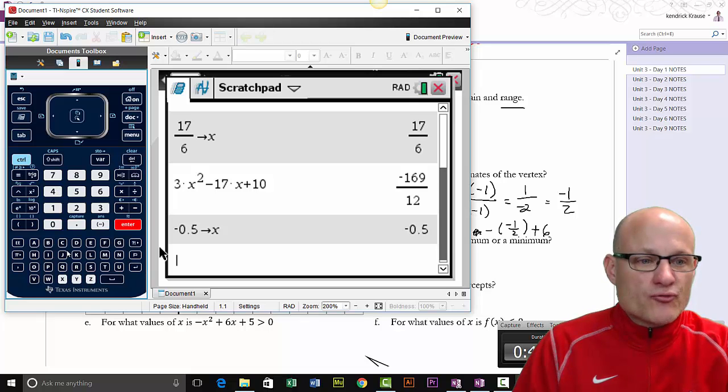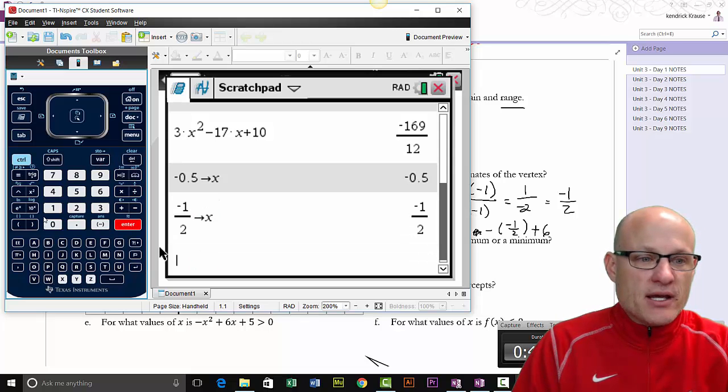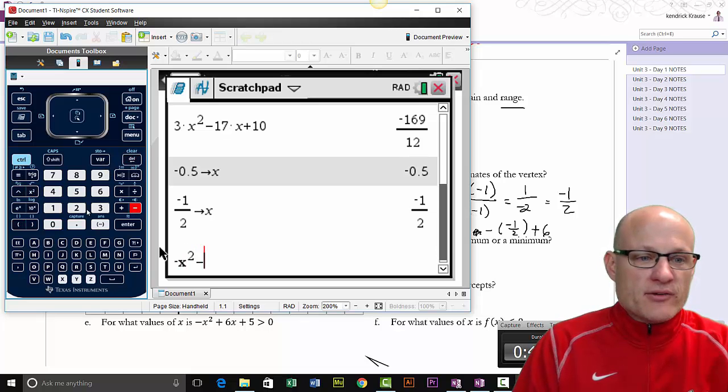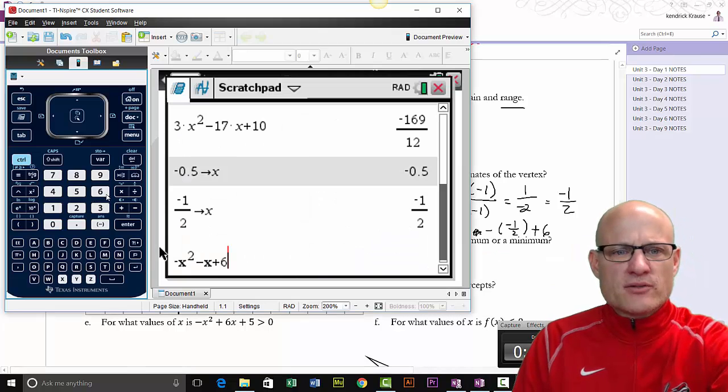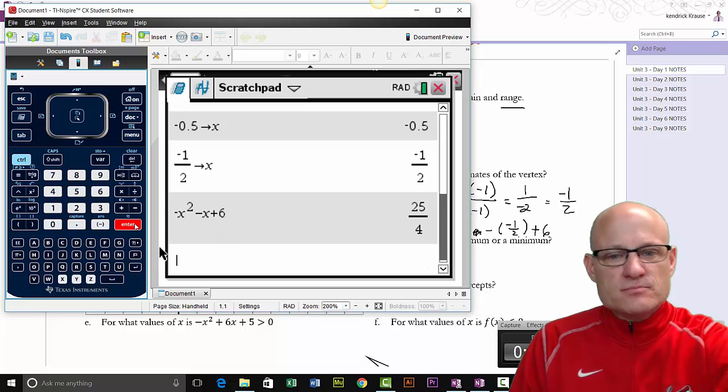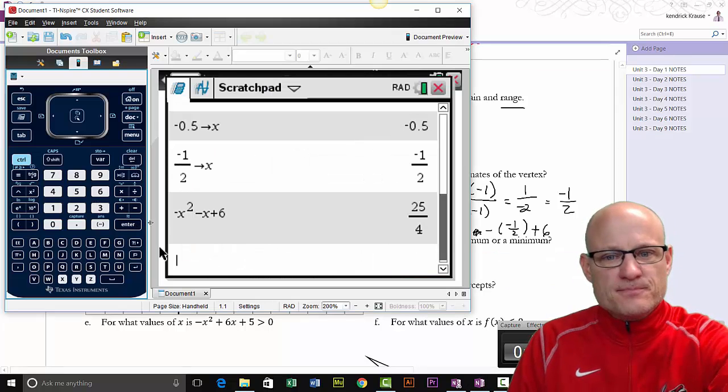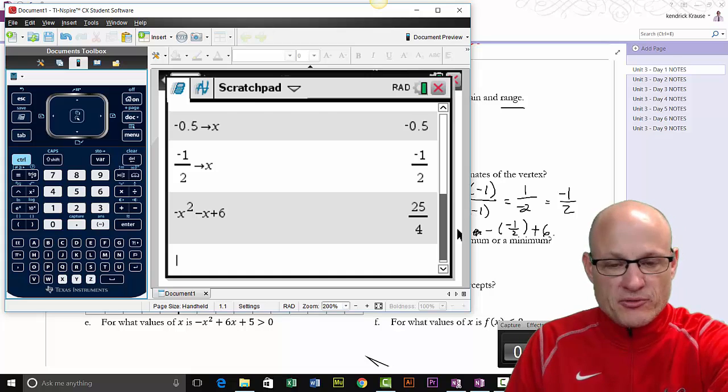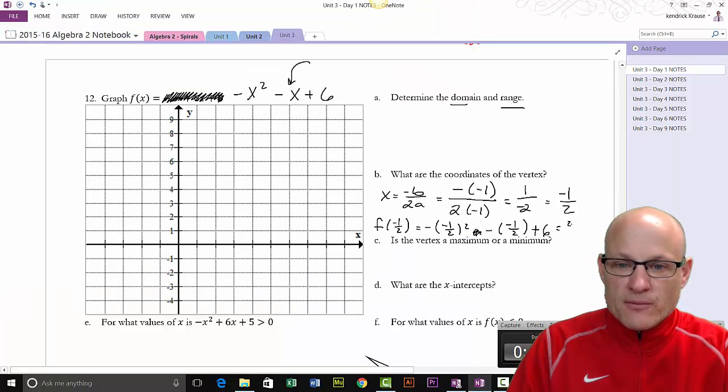Actually, I don't want to do that. Negative 1 divided by 2 stow x. You'll see why. And we're going to do negative x squared minus x. Was it plus 6, I think? Plus 6. 25 over 4, which is really just 6.25. This is 25 over 4. For graphing purposes, you might need 6.25.